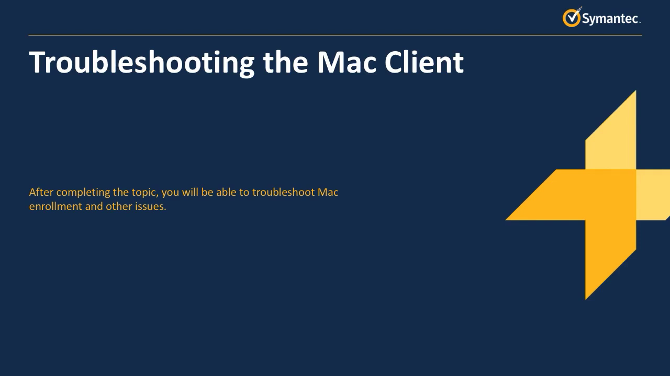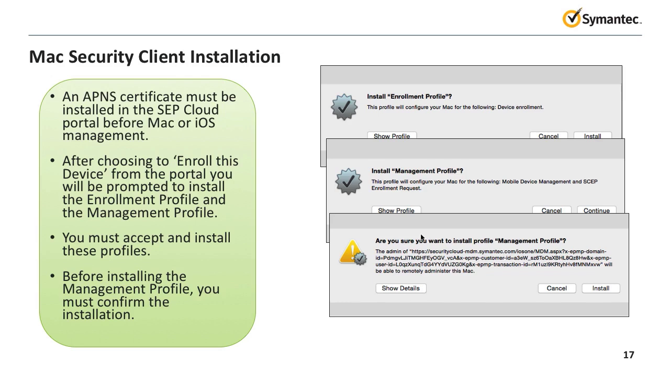This is the Troubleshooting the Mac Client topic. After completing the topic, you will be able to troubleshoot Mac enrollment and other issues. In order to manage Mac and iOS devices, an APNS certificate must be set up in the SepCloud portal. Once the certificate is in place, you can begin Mac enrollment through the usual device enrollment invitation process.